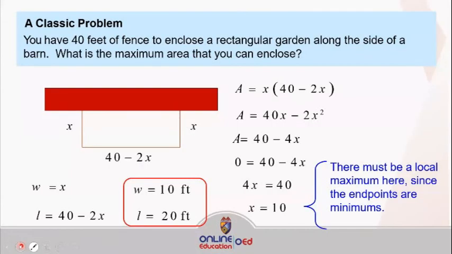Ayan. So, for our next topic, a classic problem naman tayo, which is we have the rectangle naman siya, di ba? Kung mapapansin natin sa drawing. So, you have 40 feet of fence to enclose a rectangular garden along the side of a barn. What is the maximum area that you can enclose?